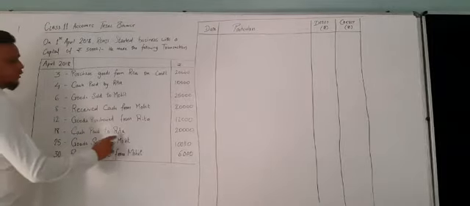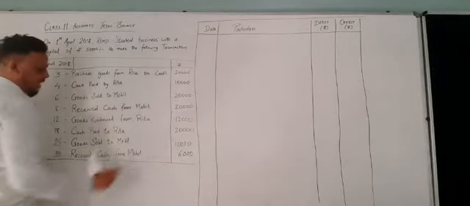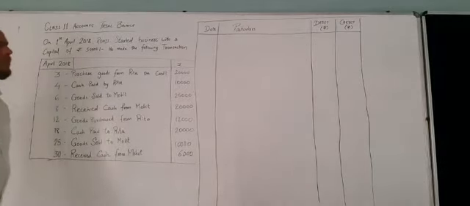18th, cash paid to Rita 20,000. 25th, goods sold to Mohit 10,000. On 30th, received cash from Mohit 6,000.